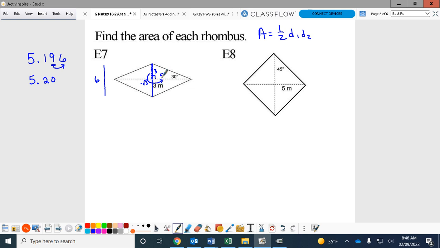And guys, if it's 5.2 on this side, then it's got to be 5.2 on this side. And if they're both 5.2, then how long is this diagonal across here? 10.4. Once you have the diagonals, you plug it in. The area is actually the easy part. Area equals 1/2 times diagonal 1, which is 6, times diagonal 2, which is going to be 10.4.